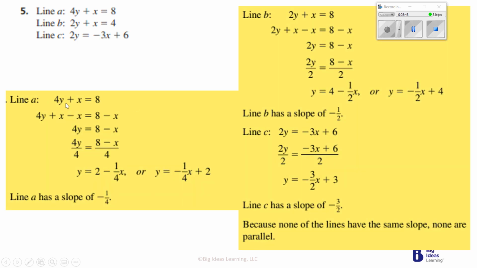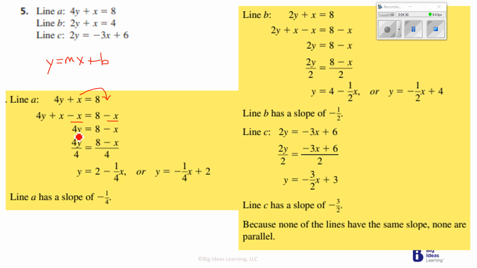Now, for line A, let's start with 4y plus x equals 8. We're going to take x and subtract it from both sides. Remember, we want the slope form, and that's y equals mx plus b. So we're putting everything in the form that equals y. Over here, we're going to get rid of the x and bring it to the other side by subtracting it. This gives me 4y equals 8 minus x.